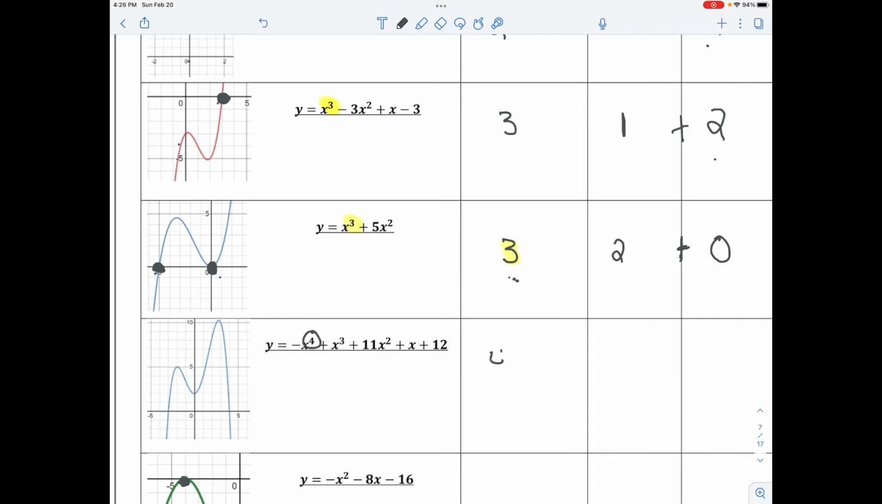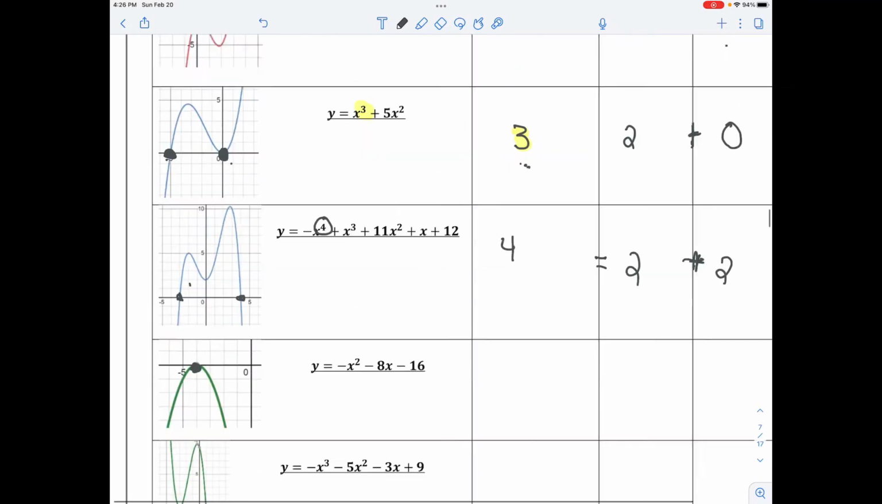So if we look at this one, what is our highest degree? 4. How many real solutions do we have? 2. So that means how many imaginary solutions do we have? 2. Because 2 plus 2 would give us 4.